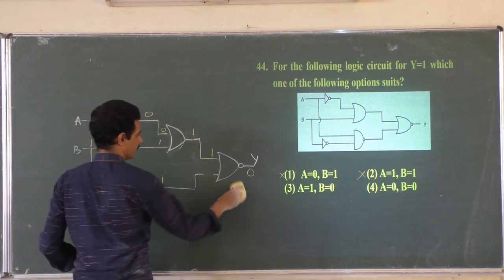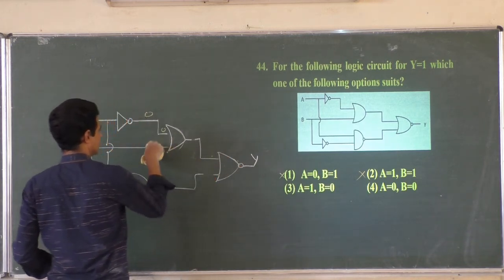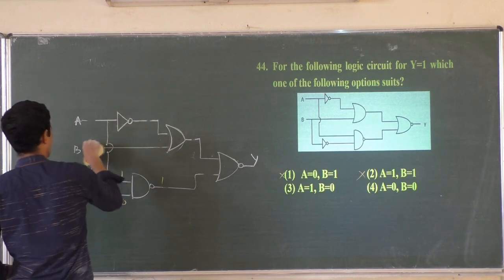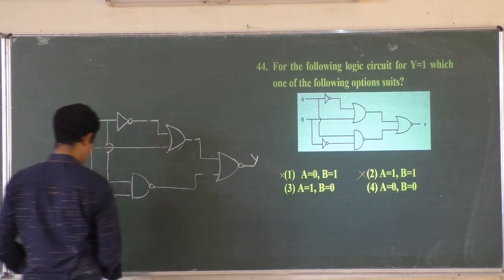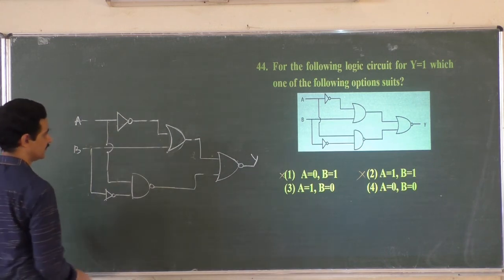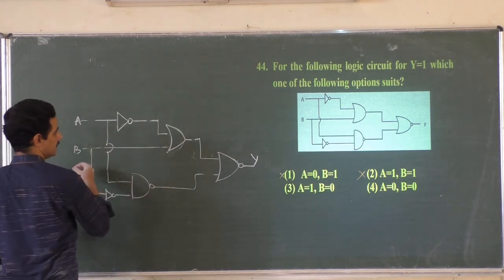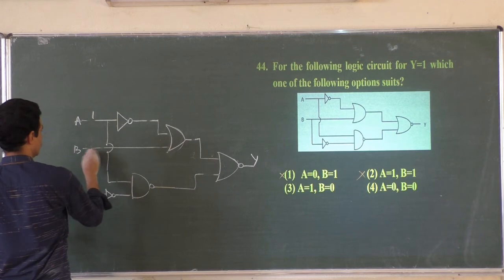Third one, A1, B0. Let us pray God that the third option is the correct one. Or shall we come from the fourth one? If it is right, then we will get the answer quickly. Let us start from the third one. A1, B0.